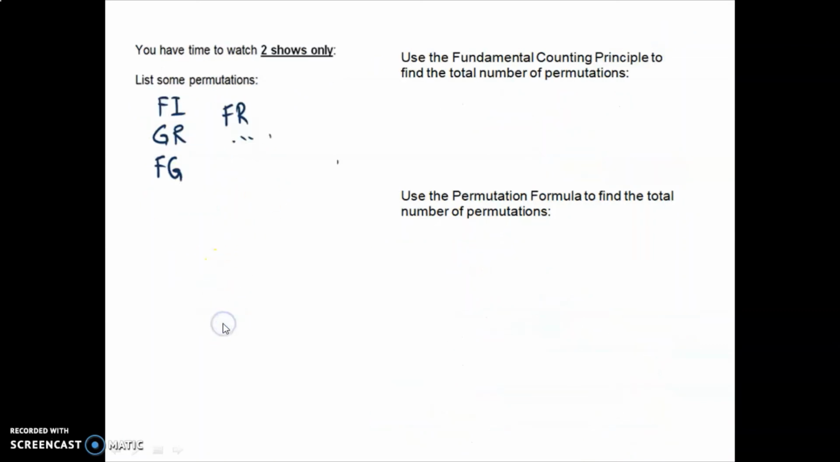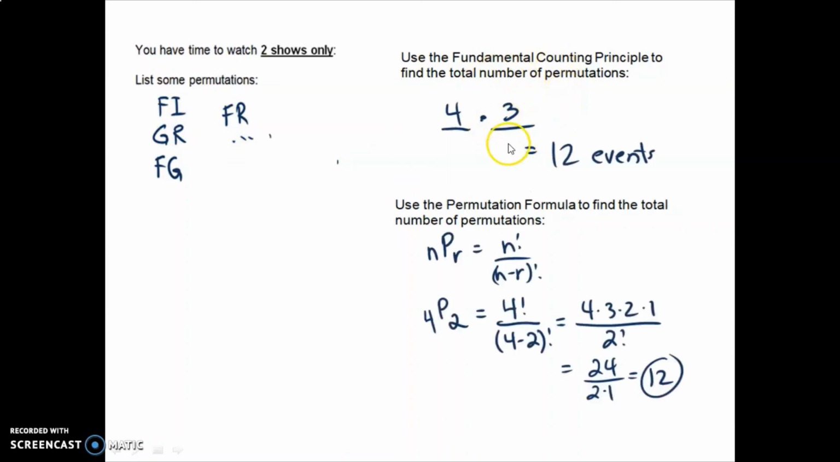Let's look at the 2-show situation, where you have the 4 shows, but you only have time to watch 2. And again, the order you watch them in does matter to you. So we started listing the permutations. Let's see what they all could be. Using the fundamental counting principle, we can go like this. You have one slot where you're going to watch one show, and another slot where you're going to watch another show. You're only watching 2. So there are 4 possibilities for that slot, 3 possibilities for that slot. Multiply those, 12 possibilities. So if you were to list all these, there would be 12 different possibilities.